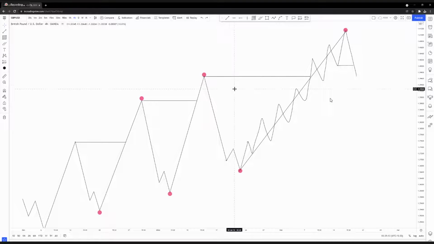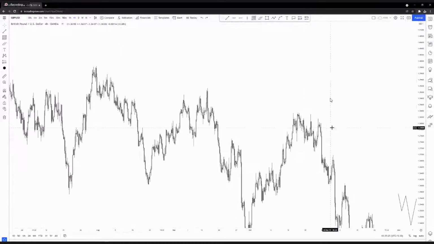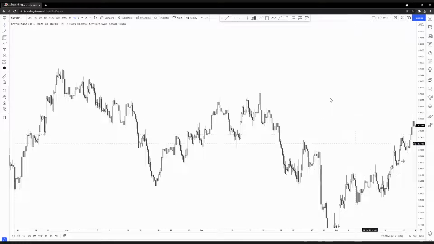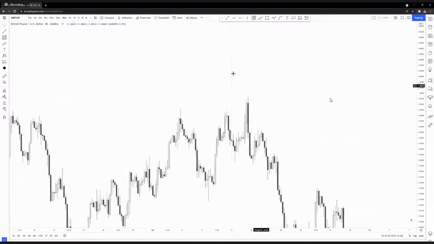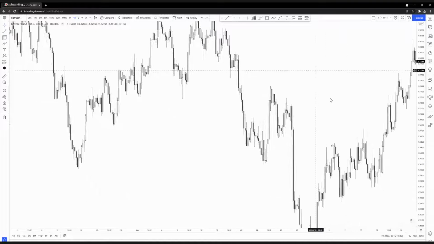Now, there are many ways of looking at break of structures. Some people might look at it as a wick to wick break, or as a body to body break. But for me, the high probable break of structure is a wick to body break. Can you understand it? Something like this. This wick has to be broken by a body closing, like that. The wick has to be broken by a body closing.